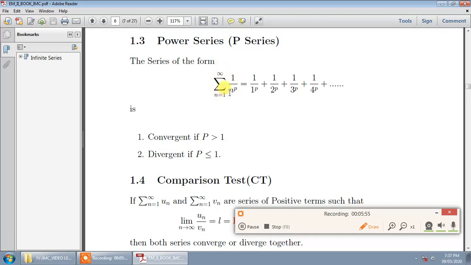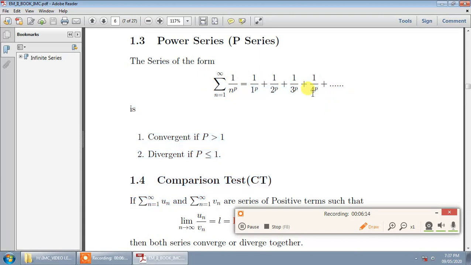Note that if n is equal to 1, we get 1 upon 1 raised to p. If n is equal to 2, we get 1 upon 2 raised to p. If we put n equal to 3, we get 1 upon 3 raised to p. If we put n equal to 4, we get 1 upon 4 raised to p. So this is the compact form of the P series, and this is the actual form of the P series.